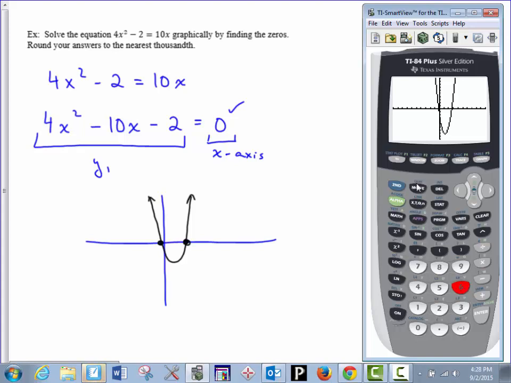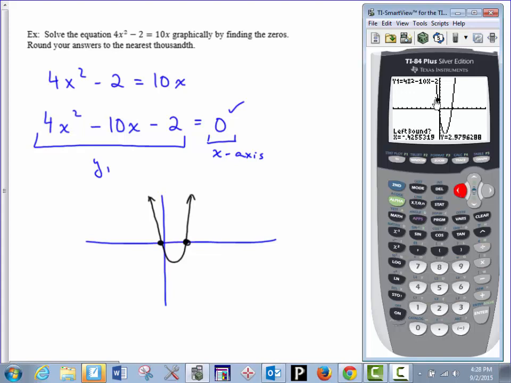To do this, press second, trace, and then we want to find the zeros, so we want to go to option number 2. Alright, it's asking me for a left bound. Now, my zeros are located in 2 different places. There's one here and there's one here. So I'm going to have to do this process twice. Let's say that we want the one on the far left-hand side. I want to make sure that my cursor is to the left of that point. So in this case, I'll arrow to the left a little bit.